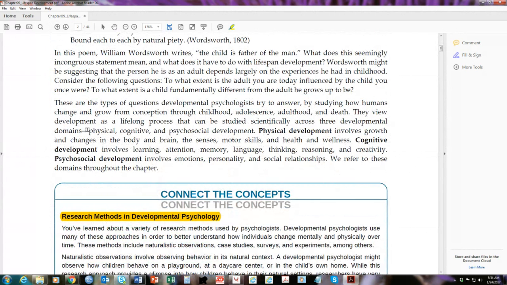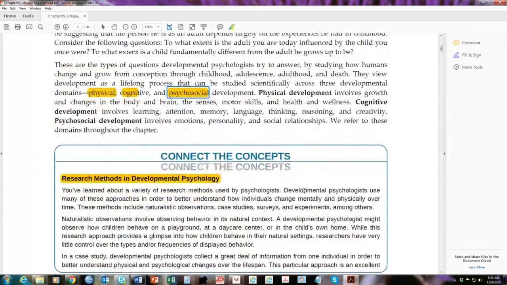So you can see three domains here: physical, cognitive, and psychosocial development. And so physical development is really the growth and changes in the body, the senses, and the brain, and so forth. Cognitive development has to do with how reasoning, thinking, problem-solving ability changes. And psychosocial development involves essentially personality and social relationships with a strong focus on social relationships.